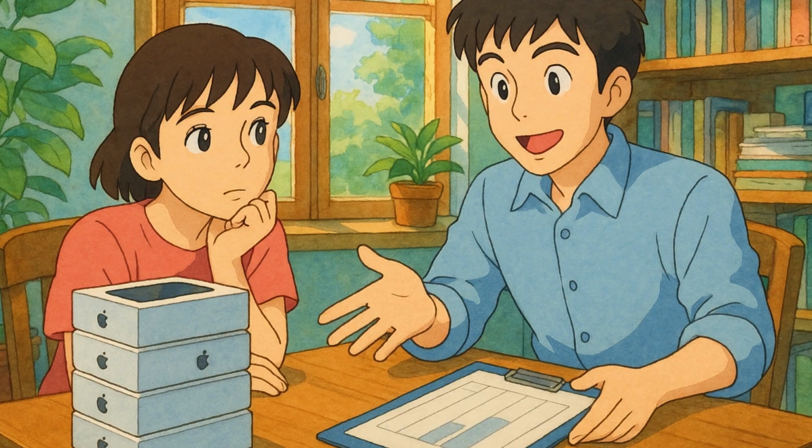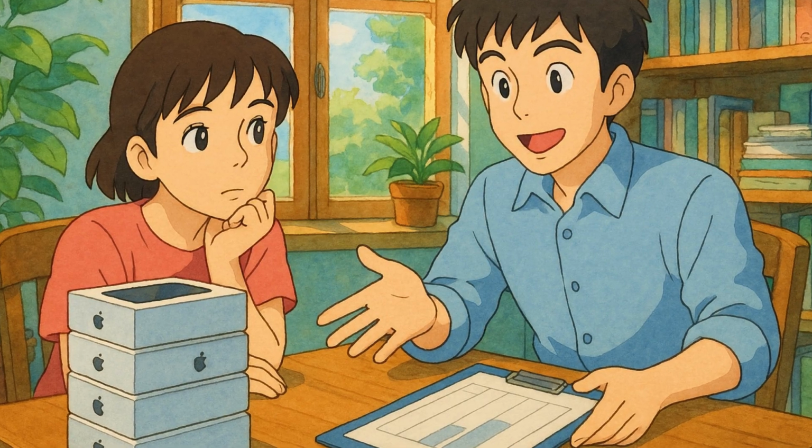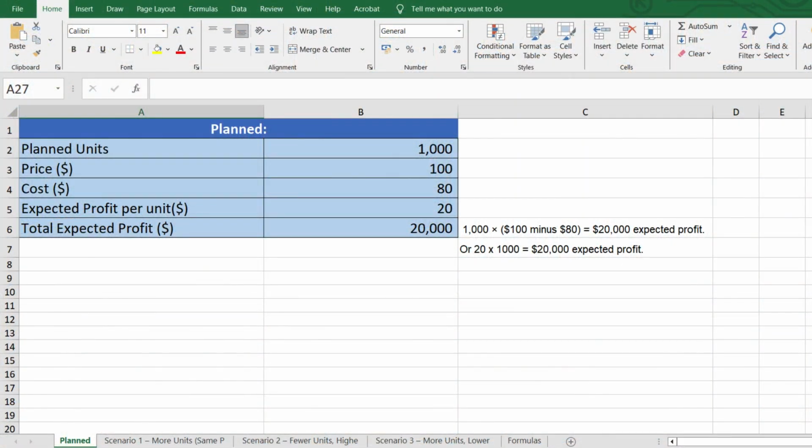Imagine you run a phone business. This month, you plan to make $20,000 profit. You expected to sell 1,000 phones at $100 each. Each phone costs $80 to make, including both fixed and variable costs. So, 1,000 times ($100 minus $80) equals $20,000 expected profit.